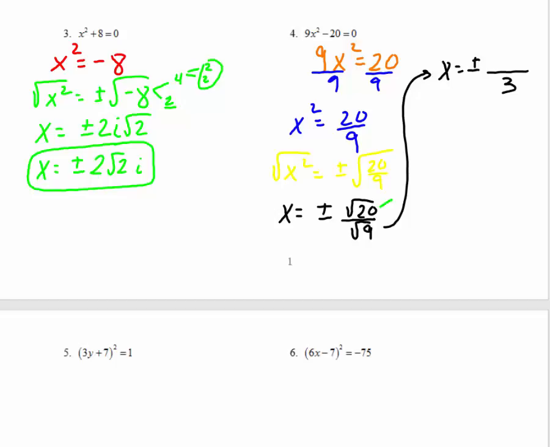What can we do with the 20? Well, 20 breaks up into 4 times 5, and 4 is 2 times 2. So a 2 is going to come out, and a 5 is going to be left underneath. So my final answer is x equaling plus or minus 2 square root of 5 all over 3.